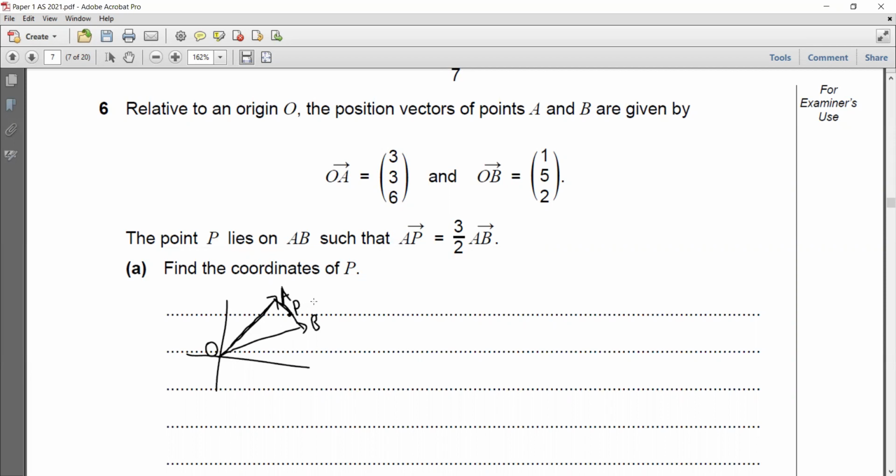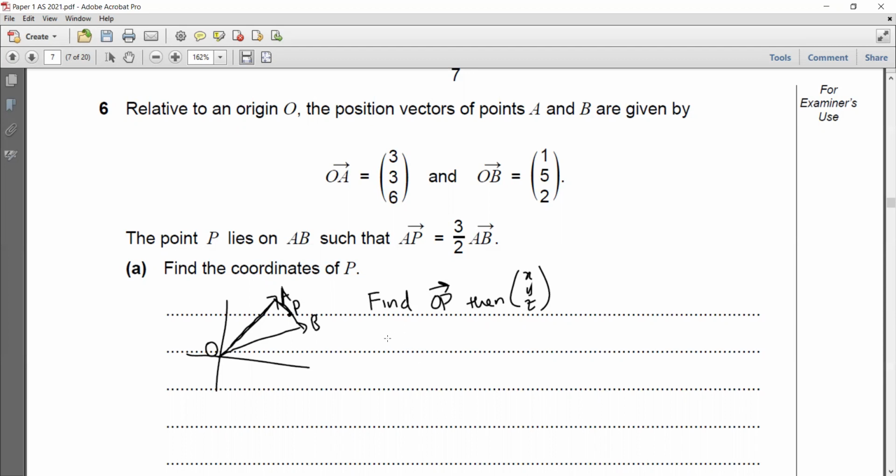P here. Now, one thing we should take note of is if we can work out the position vector of P, as in if we can find OP, then even if we have it in this form with X, Y, and Z, then these X, Y, and Z are going to be the coordinates of P. So we just need to find the position vector OP. All right, so we look at what it is that we are given.